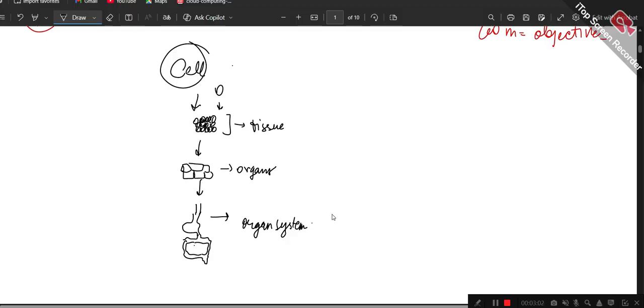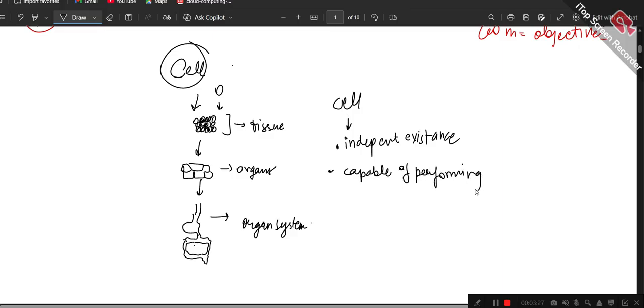Now let us start with what a cell is. A cell is able to show, number one, an independent existence. Secondly, it should be capable of performing the essential functions of life. So these are the two properties that define what a cell is: independent existence as well as being capable of performing the functions.